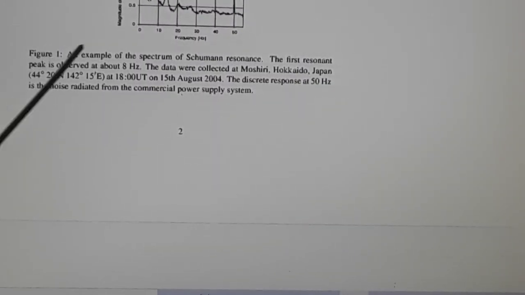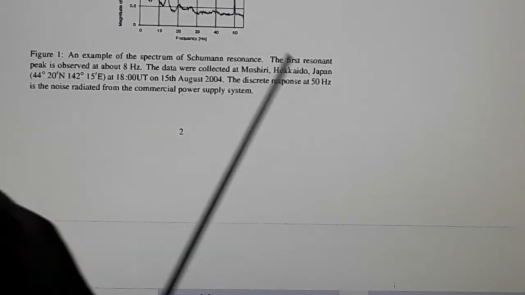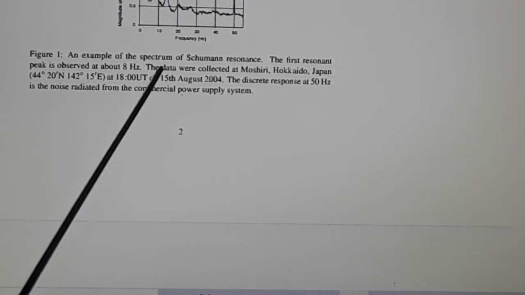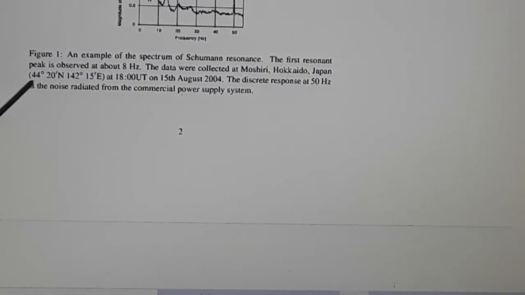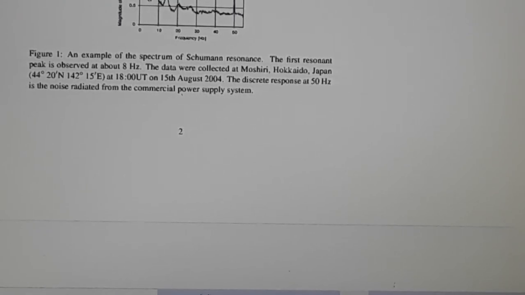And it says an example of the spectrum of Schumann resonance. The first resonant peak is observed at about 8 Hz. The data were collected at Moshiri, Hokkaido, Japan. They give the coordinates 40 degrees 20 minutes north, 142 degrees 15 minutes east, at 1800 UT on 15 August 2004. The discrete response at 50 Hz is the noise radiated from the commercial power supply unit. Okay.